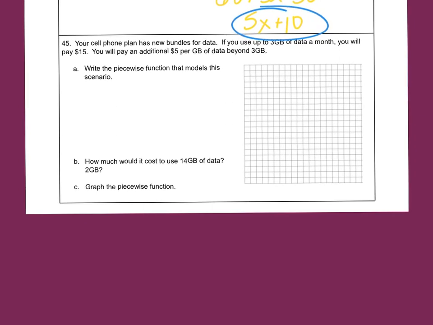Your cell phone plan has new bundles for data. If you use up to 3 gigabytes of data a month, you will pay $15. You will pay an additional $5 per gigabyte of data beyond the 3 gigabytes. Okay, so write the piecewise function.